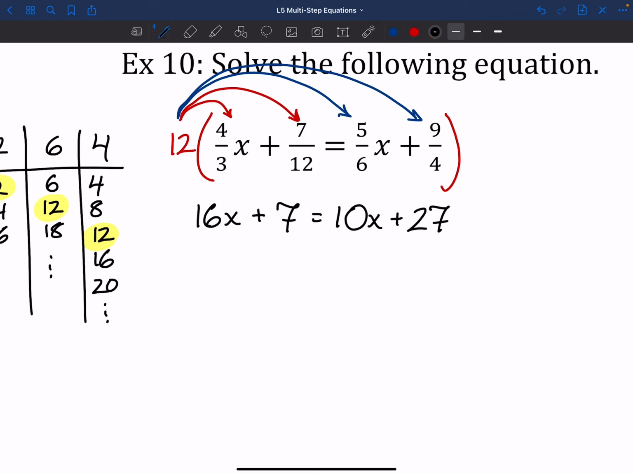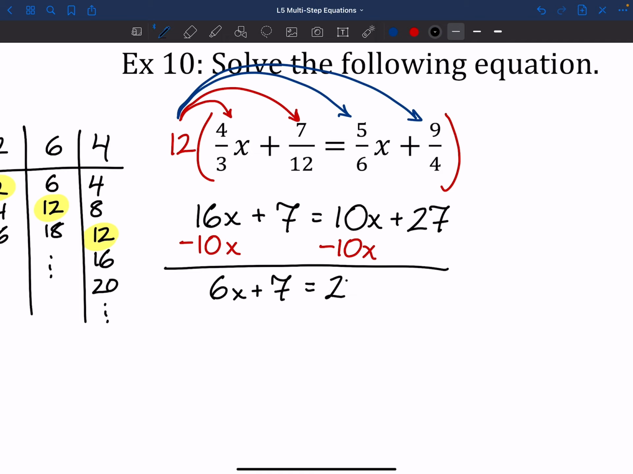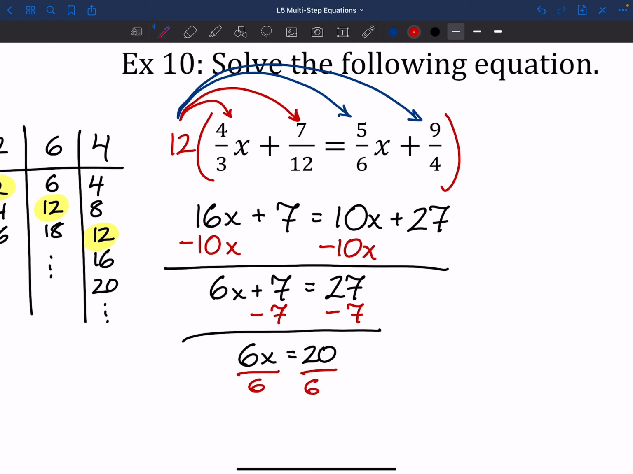Okay, we're almost there. Oh my gosh, this problem looks so much better now. I'm going to move all my x's to one place. I'm going to move those 10 x's over to be on the left. So I get 6x plus 7 equals 27. I then have to move that 7 away from where the x's are, so I'm going to subtract it from both sides. We're going to get that 6x is equal to 20. And then last but not least, we divide both sides by 6. And x is going to come out to be 3.3 with a little repeating on it. It's 3 1/3.